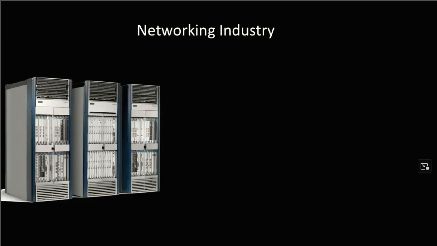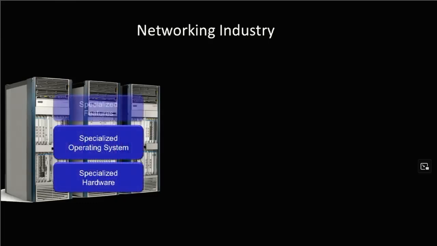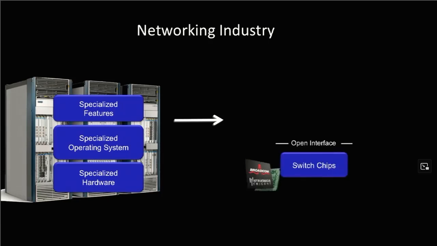So big equipment like this today is built on specialized hardware, specialized operating system, running specialized features. That's the 7,000 features that I was mentioning earlier. And what happened was about 10 years ago, a class of merchant switching chips, merchant silicon, coming from companies like Broadcom, Intel, and Marvell, who were building switching chips.